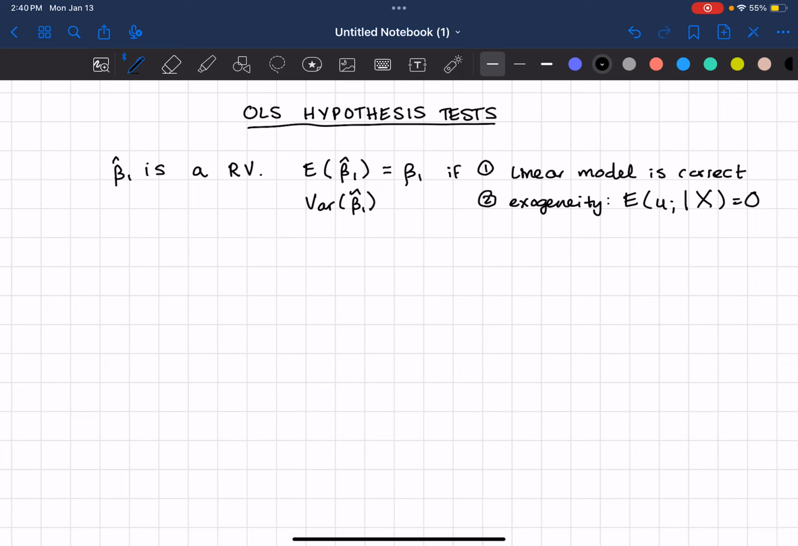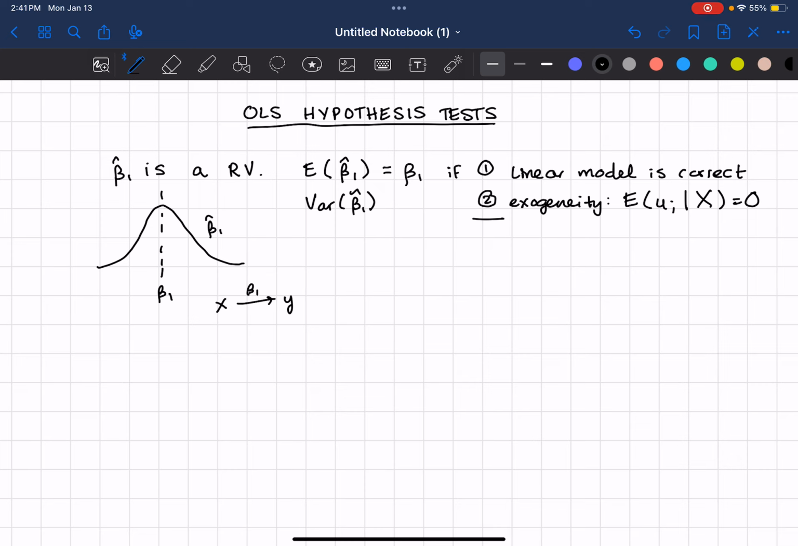If we drew a picture of the probability distribution of beta 1 hat, it might look something like this. Here's beta 1 hat. And under these two assumptions, the distribution of beta 1 hat is centered on the true value of beta 1. That's how our explanatory variable x actually affects y. That's beta 1.